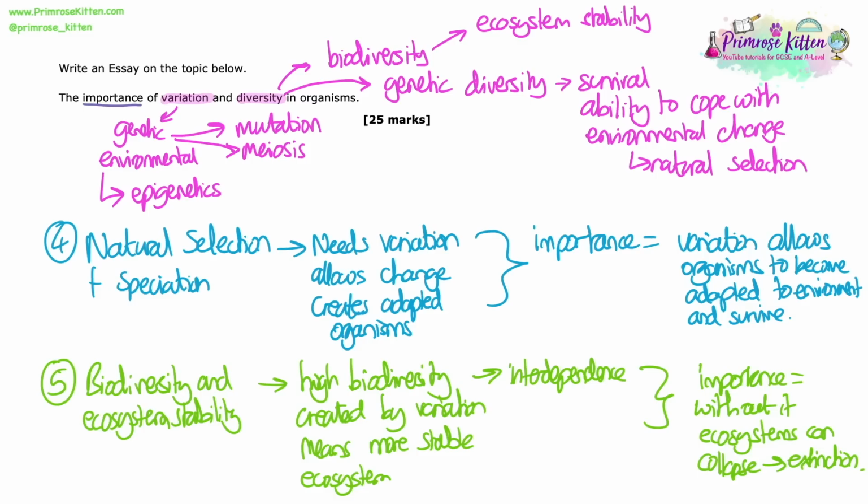We've got some long-term examples of stable ecosystems before human activity and climate change started to ruin them. Things like rainforests and coral reefs and stuff like that. So the importance is that obviously without biodiversity, ecosystems would collapse and we'd get extinction, which we are seeing now in places where human activity is causing that biodiversity to decrease.